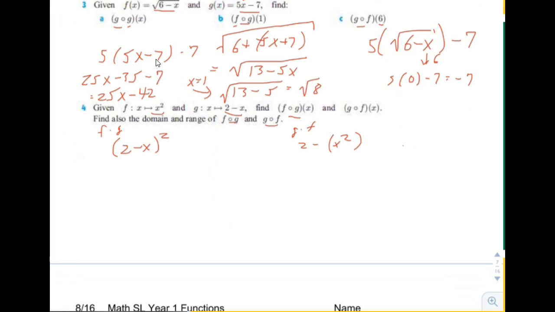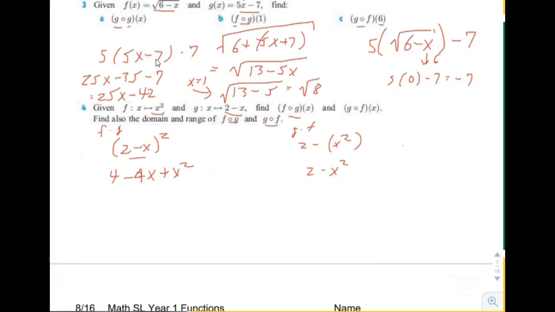Okay, so this would be equal to... I'm not sure if it helps, but let's multiply it out with FOIL. Something like that. What about this one? 2 minus x squared. Okay.